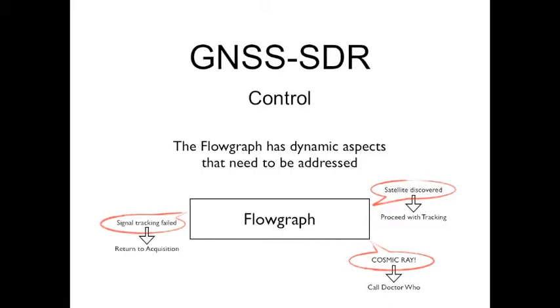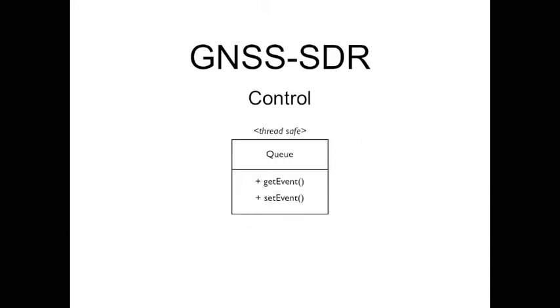For this, we decided to use an external entity to control the flow graph. This entity would receive events from different sources. The control would then apply actions based on these events. How does the control receive the events? We defined a thread-safe queue. This queue would be shared by the control entity and the rest of the modules that needed to generate events.